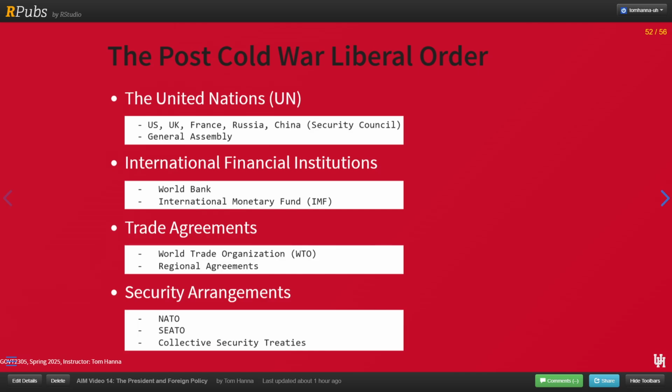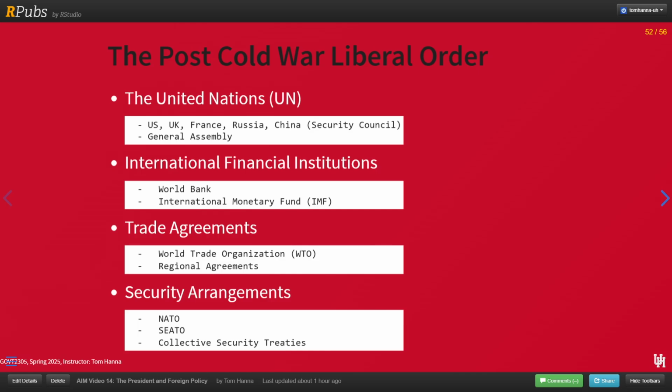Around that time, China had acquired nuclear weapons, and so at that time, it was the five nuclear powers. There are now more nuclear powers, but those five were the Security Council members. The General Assembly of the UN consists of every country in the world.